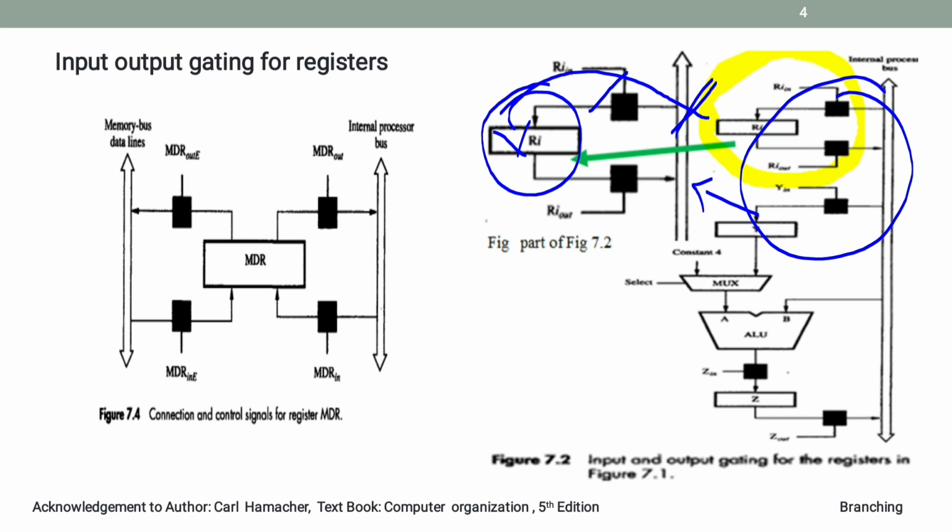Suppose the content of that register has to be taken out and put onto the processor bus. The Ri out signal is given, then the content of that register is put onto the processor internal bus from where it is given to other registers. This is how, using control signals, that is in and out signals, the input and output operation with the register is done. That is what is called input output gating for registers.